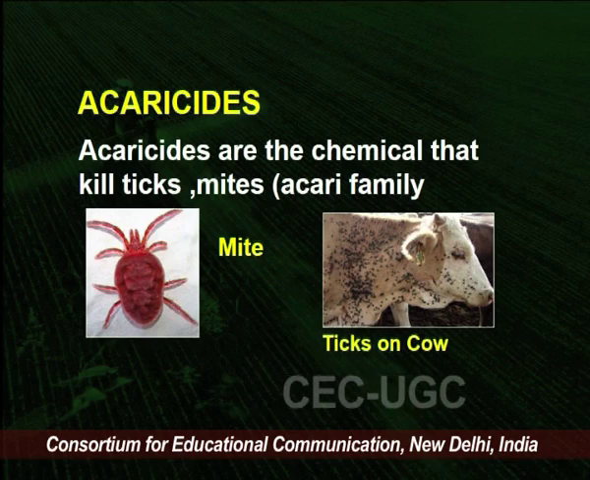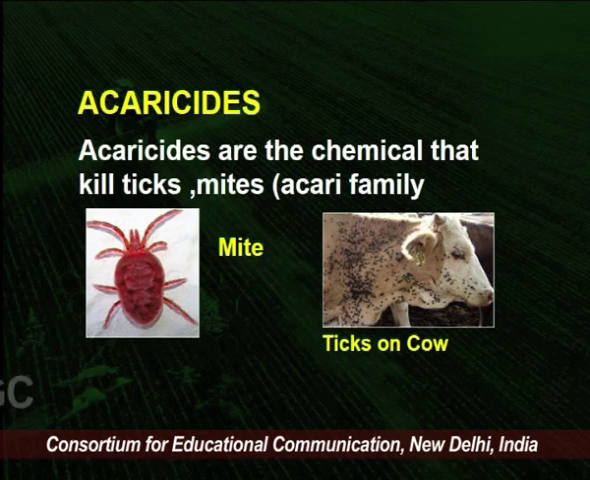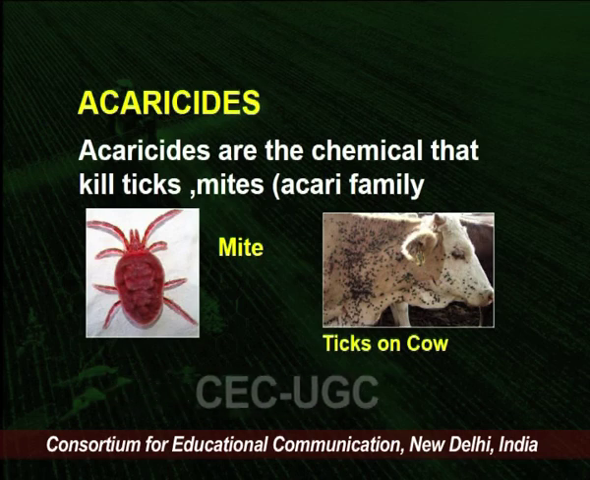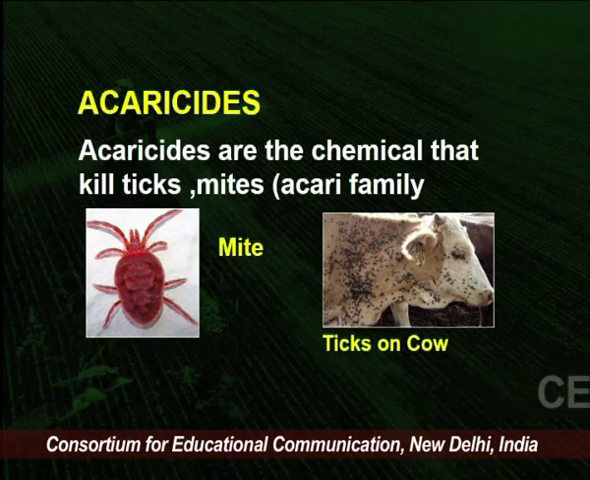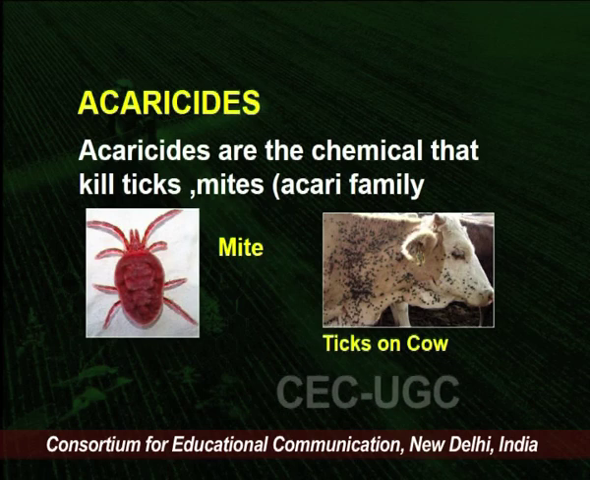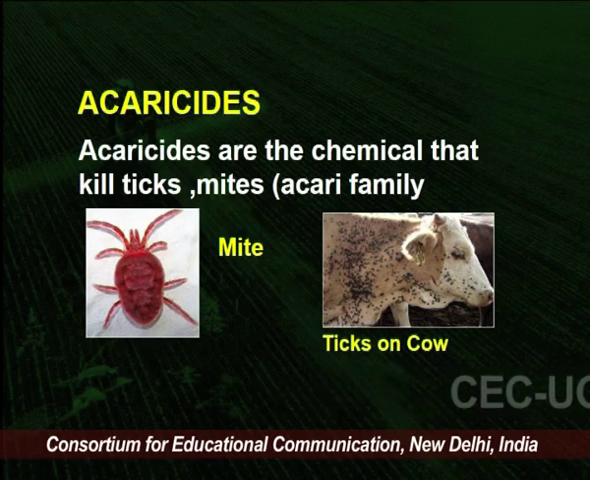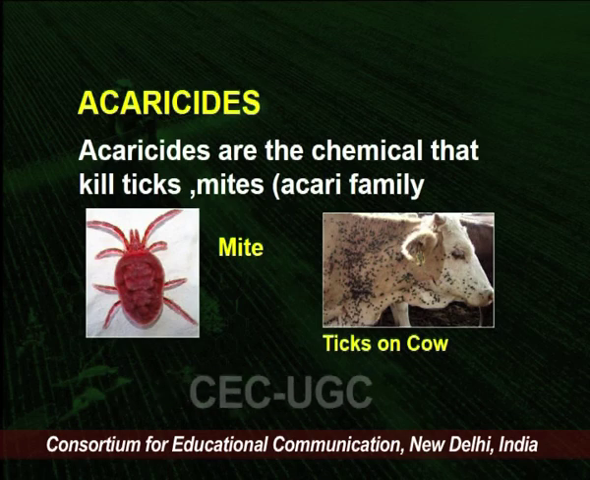Now, the next is acaricides. Acaricides are the chemicals that kill ticks and mites, which come from the acari family. There are ticks on cows. You can very well see the cow's body is full of ticks, which creates a harmful effect on the cows. Normally, dogs in the family also have ticks. So, they have to be eradicated by the use of suitable chemicals, and these are termed acaricides.